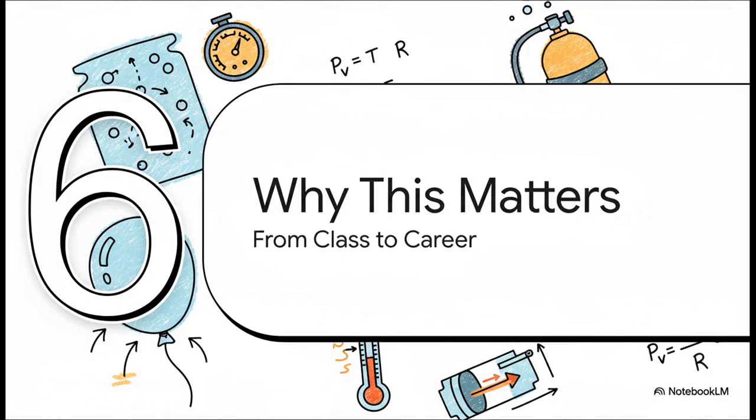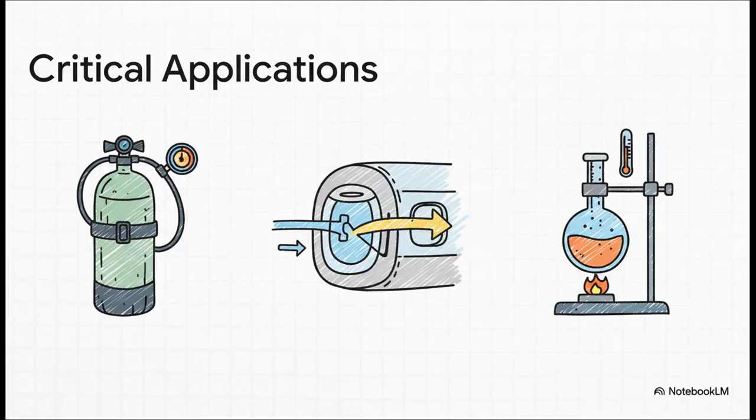So why does any of this matter outside of a chemistry class? Well, because this simple formula isn't just a concept. It's a critical tool that shapes our world and even helps keep us safe. Yeah, this isn't just for balloons. The ideal gas law is absolutely critical for engineers and scientists. It's used to calculate the precise air mixture in a scuba tank, to design the pressurized cabins that keep us safe in airplanes, and to run chemical reactions safely and efficiently in labs.